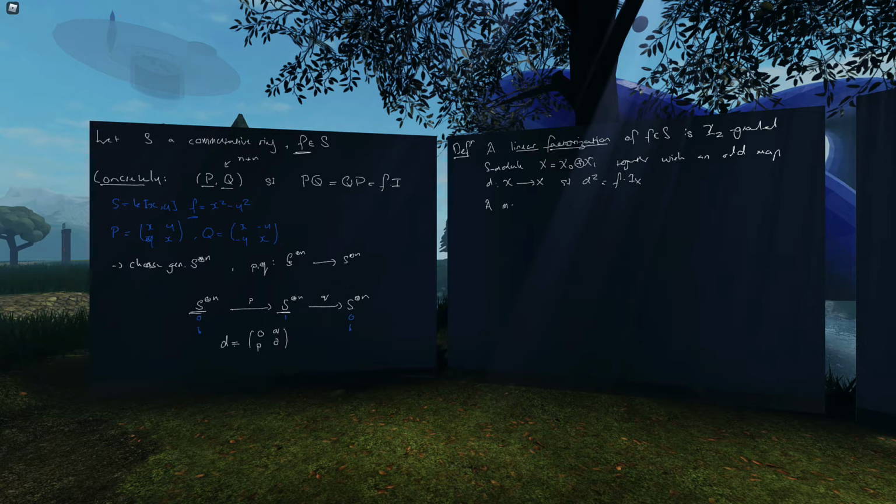A matrix factorization is a linear factorization, which I write as LF, in which X is free over S. And we say a matrix factorization is finite rank if the underlying module is finitely generated. So if X is finitely generated.